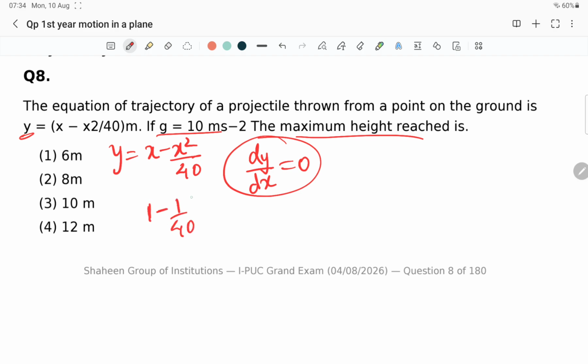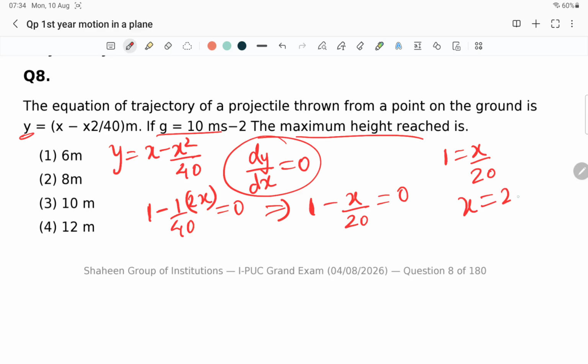The differentiation of x square is 2x, isn't it? And this is equated to 0. So this becomes 1 minus 2x by 40, which is equal to 0. When you shift, you get 1 is equal to x by 20. So x you are getting as 20.